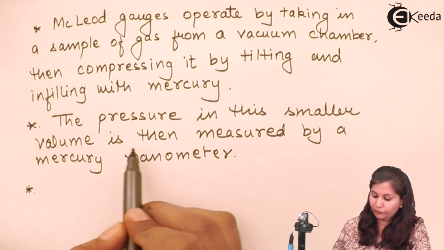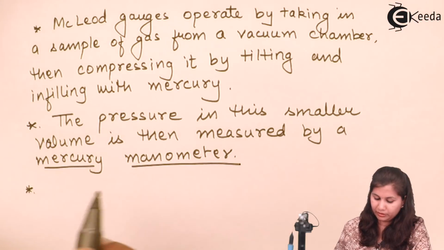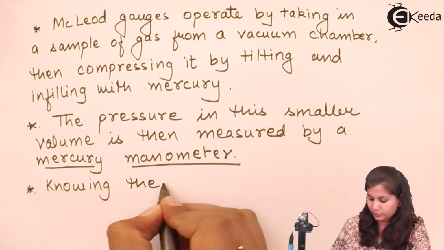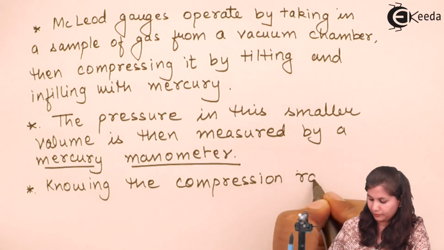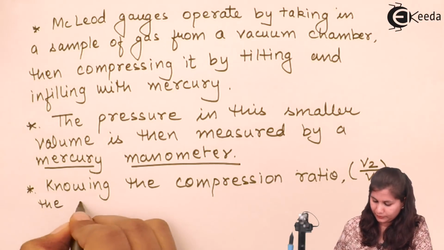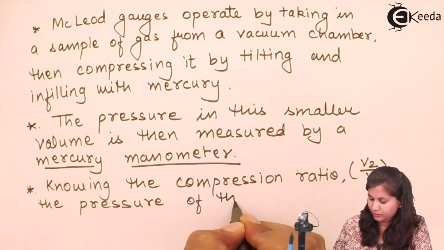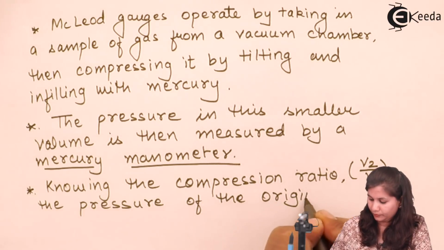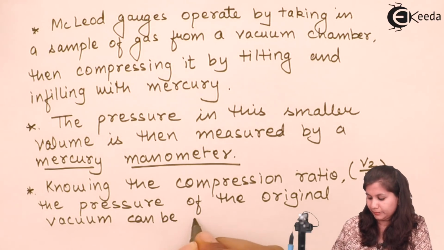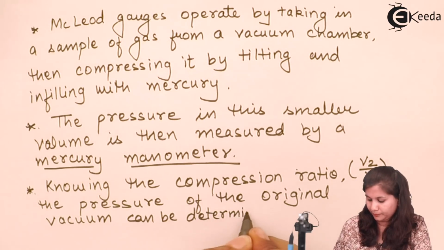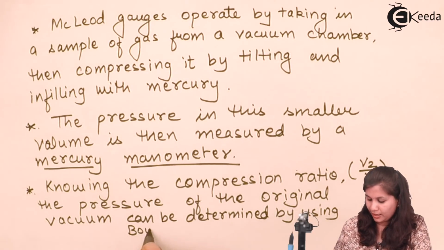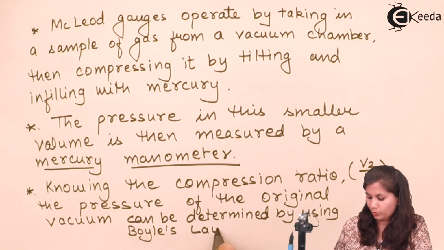The pressure of this smaller volume is measured by using the mercury manometer, and knowing the compression ratio, the pressure of the original vacuum can be determined by using Boyle's law. So that is how the McLeod gauge works.